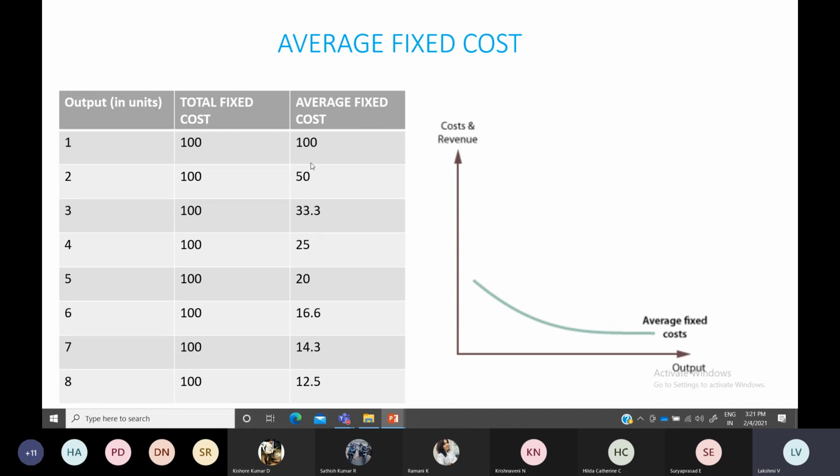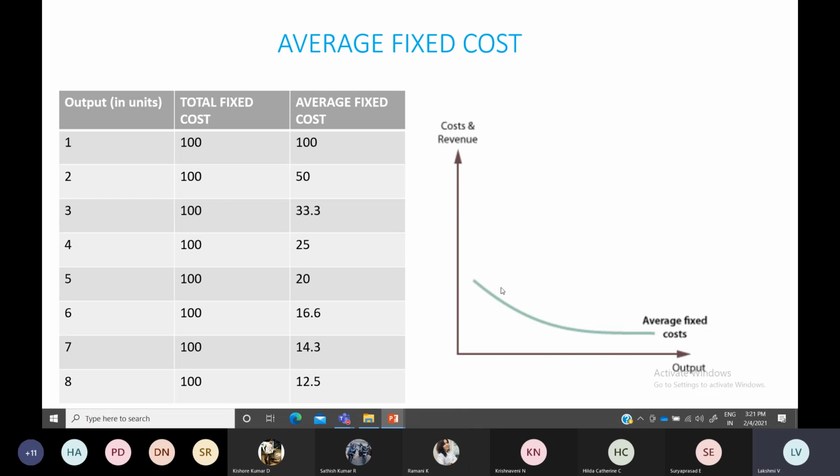Now, if you see in this, initially it was 100. Then it has become 50. Then further lower. So further it is getting declined and declined. So for all the units, even if you are going to produce the eighth unit, it is going to decline. So right from the top, you see it is getting declined only. So it is downward sloping only.